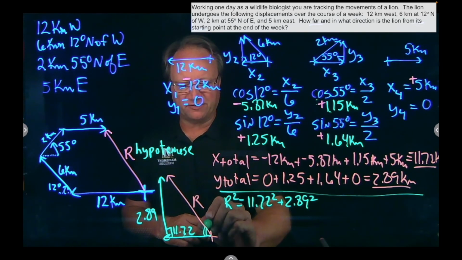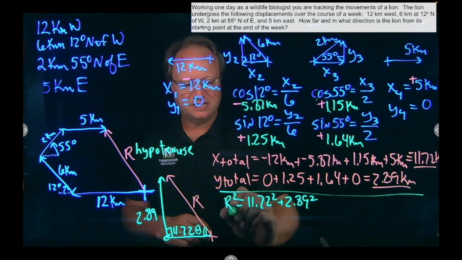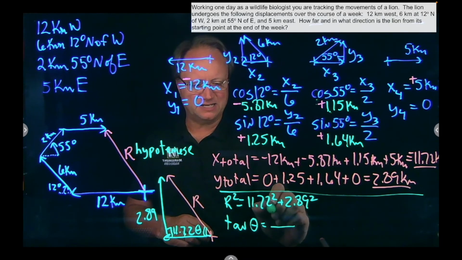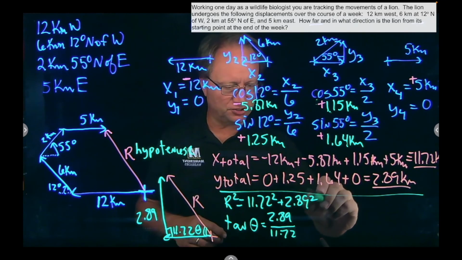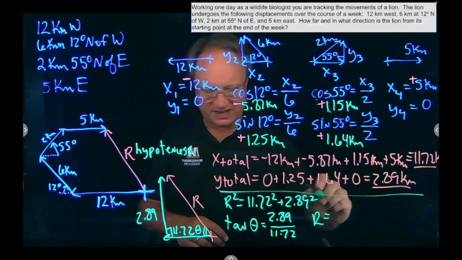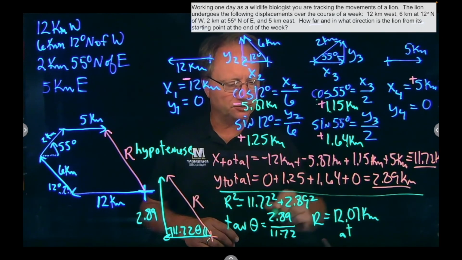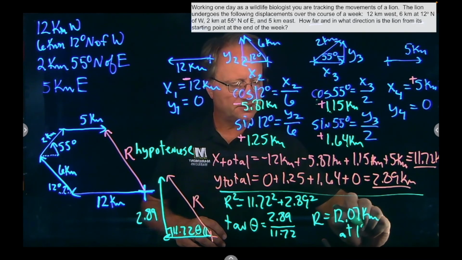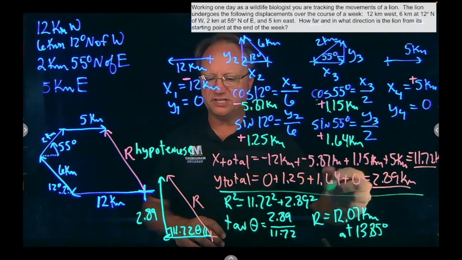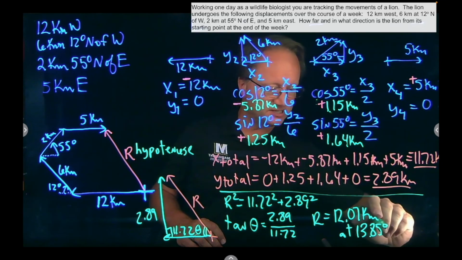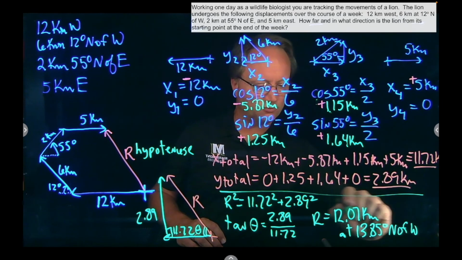And then the angle we want to find is right there by our starting point. Tangent of theta is equal to opposite side 2.89 divided by 11.72. That's going to give us an R value of 12.07 kilometers. Vectors include directions, and our direction is going to be 13.85 degrees, and our angle starts at west, and then we have to rotate north to get to R, so it would be north from west or north of west.